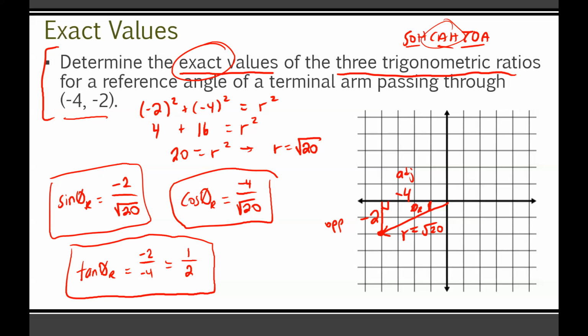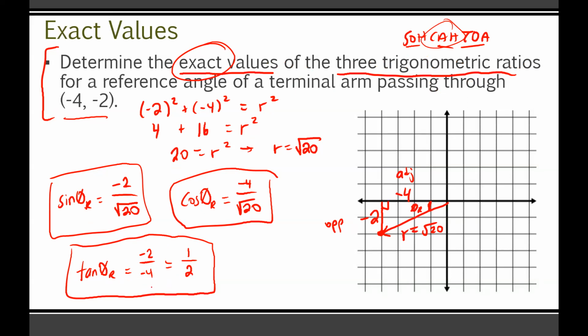Anyway, that's all there is to that, right? So exact values of 3 trig ratios for a reference angle. Just really focus on the fact that I'm saying you're finding the exact values. So, keep your square roots, and use the 3 trig ratios, SOHCAHTOA. You're just doing SOHCAHTOA. You're not calculating anything really. You're just giving me the exact value. The exact value of sine theta r is this. The exact value of cos theta r is this. And the exact value of tan theta r is that 1/2 right there. Now, why do we care?